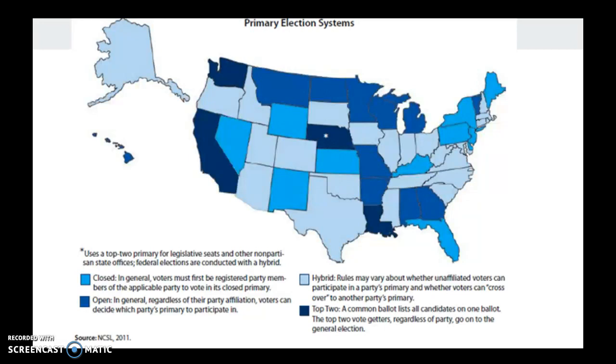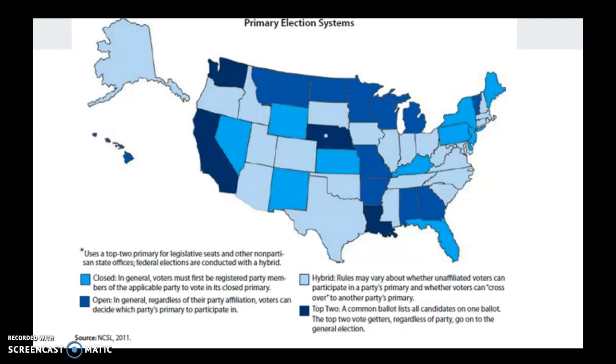So a closed primary is where voters must first be registered party members of a party to vote in its closed primary. So independents typically don't get to vote in these primaries, although parties can opt to invite unaffiliated voters to participate in the primary. States with closed primaries typically tend to have stronger parties, and party leaders tend to favor closed primaries because since voters must register with the party first, these party leaders then know which voters will be most receptive to their political message as far as who to target before the general election.